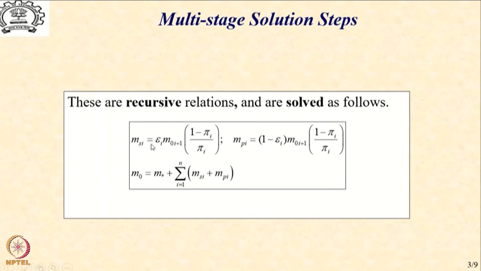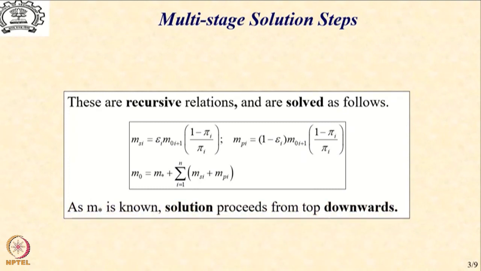Of course, we can now use this to show that MSI for ith stage is a function of m0 I plus 1 and the pi I and the epsilon I. Similarly, MPI is directly driven by the same m0 I plus 1. And now my m0 is going to be m star plus sum of all these. So this is how I am going to actually solve the problem. You can see that if I have epsilon I and pi I, I can solve for the mass configuration of the complete rocket, including the liftoff mass. And because m star is known, as I have mentioned, the solution proceeds from top downwards. So this is how the design solution is proceeded for obtaining the overall rocket configuration.